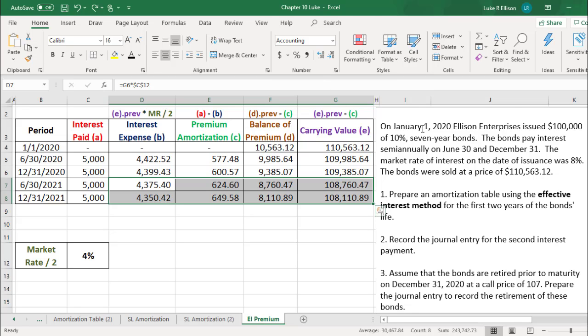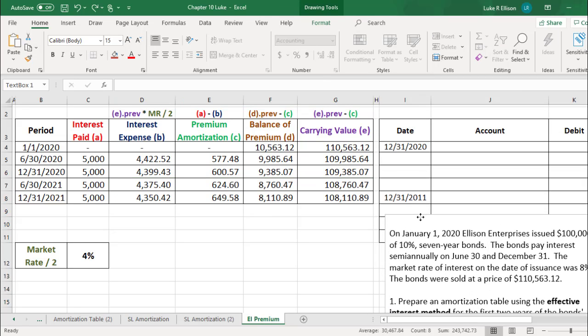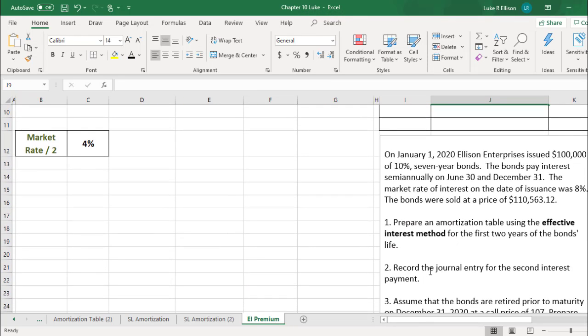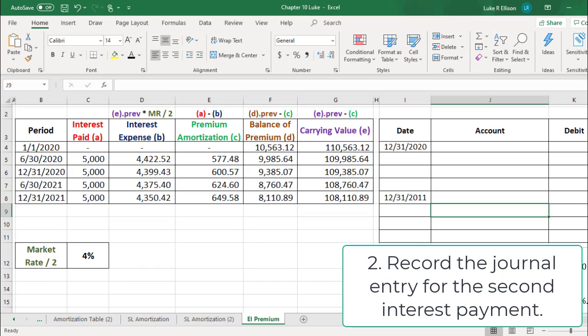So I've been hiding some journal paper here, so let me move this out of the way. And we need to record the journal entry for the second interest payment. So if we look over here, the second interest payment is going to be on 12/31/2020. Remember, the first period here was not a payment. This was just kind of setting up the table. So the second interest payment is going to be 12/31/2020.